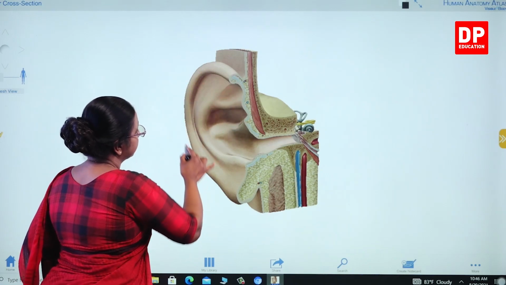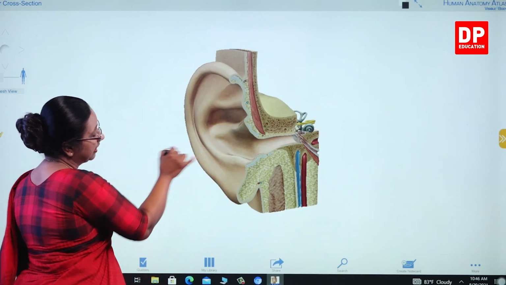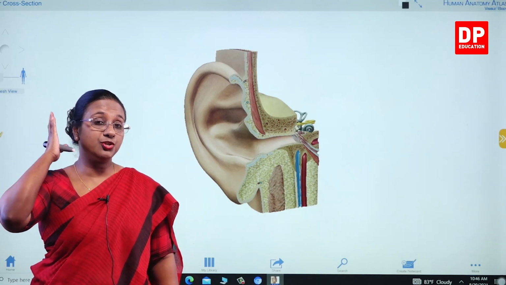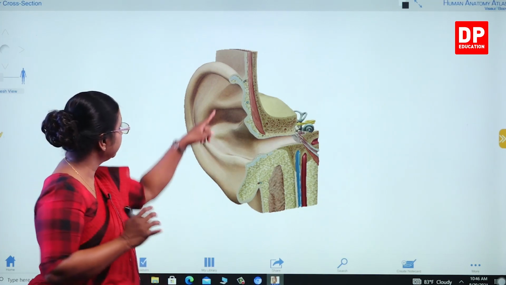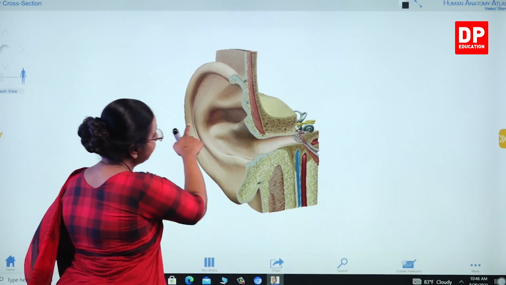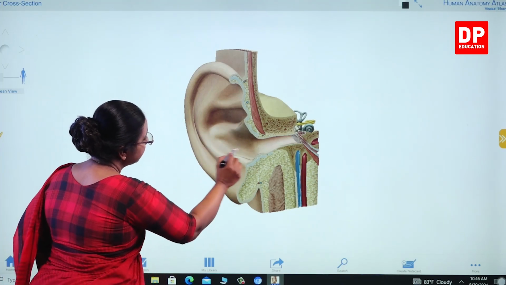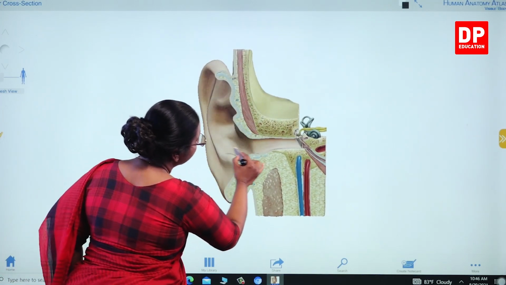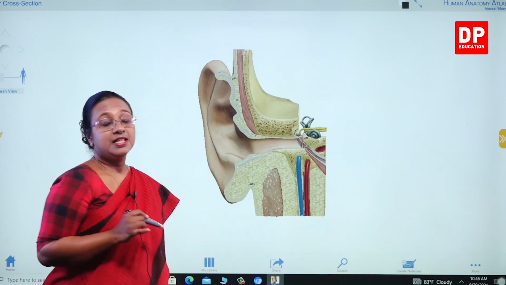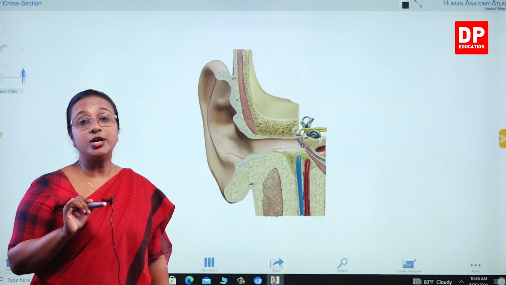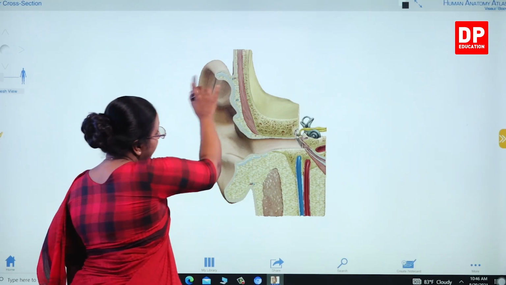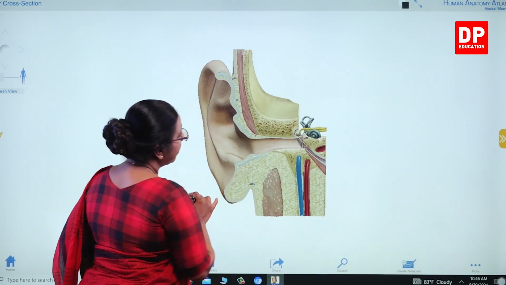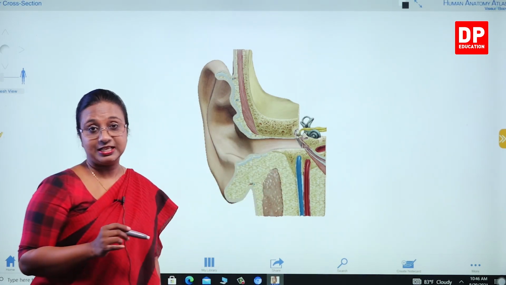Now you can see if the sound waves are coming this way. When I am speaking to you, you can listen to me. So the sound waves are coming towards your ear, and the earlobe, this part, directs the sound wave into the ear. So you can see this cleft-like structure, and then from this earlobe, you can see this canal. This is known as the external auditory canal. So, the earlobe directs the sound waves into the ear, and sound waves are transmitted through this external auditory canal.